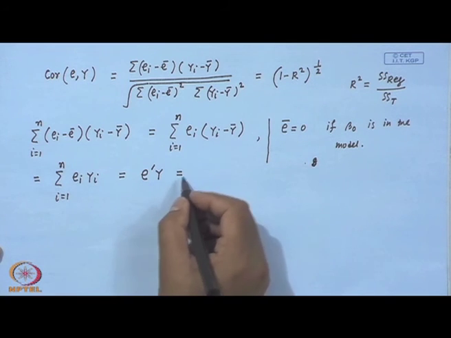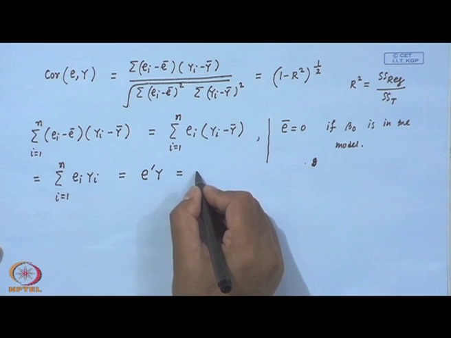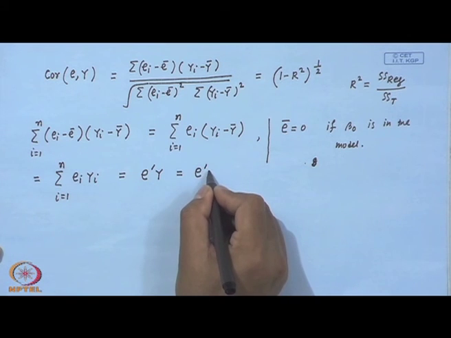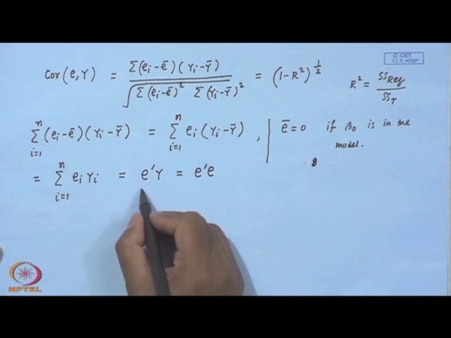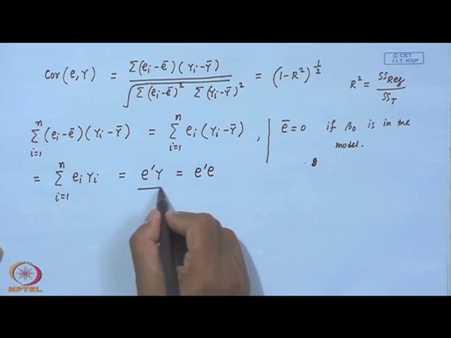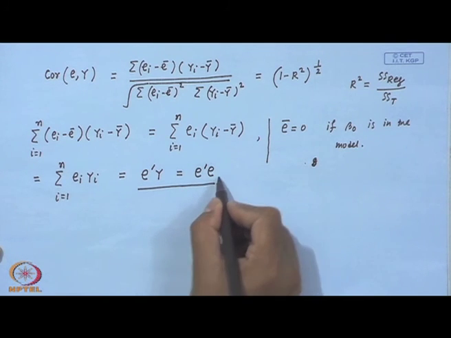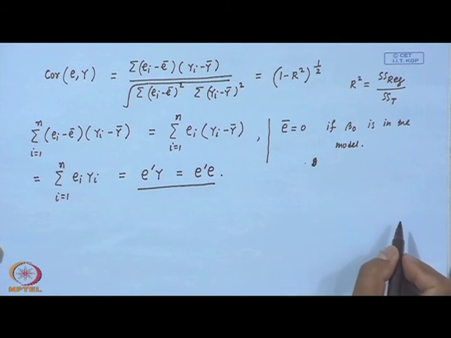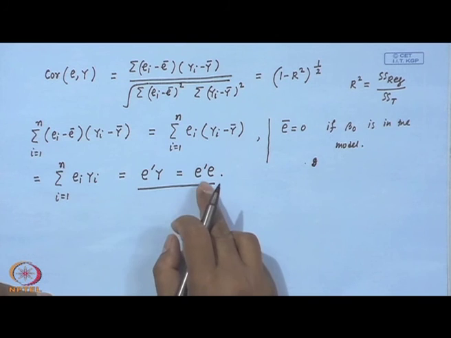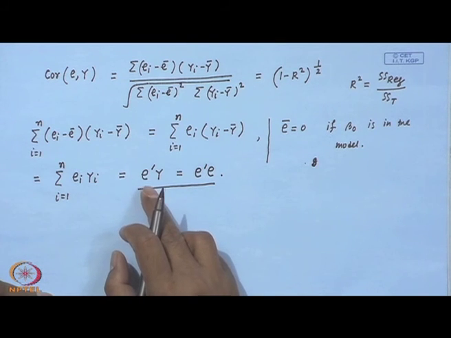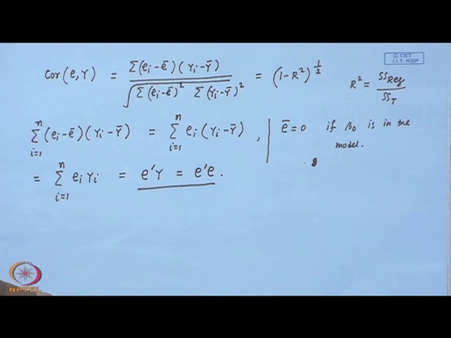Anyway, now what is E prime y? Can I write this as E prime E? It is not trivial. So, we need to check whether this is equal to E prime E. Okay. So, let me start with E prime E, and then I will prove that E prime E is equal to E prime y.